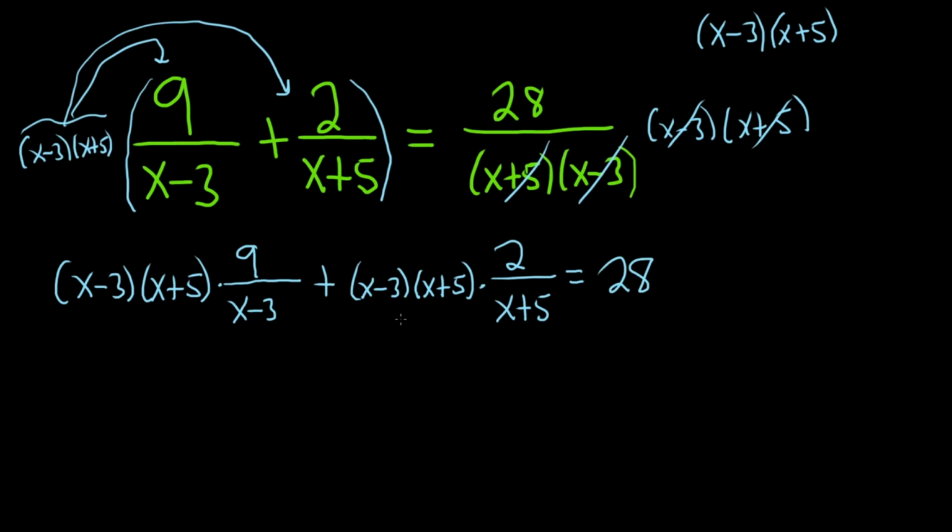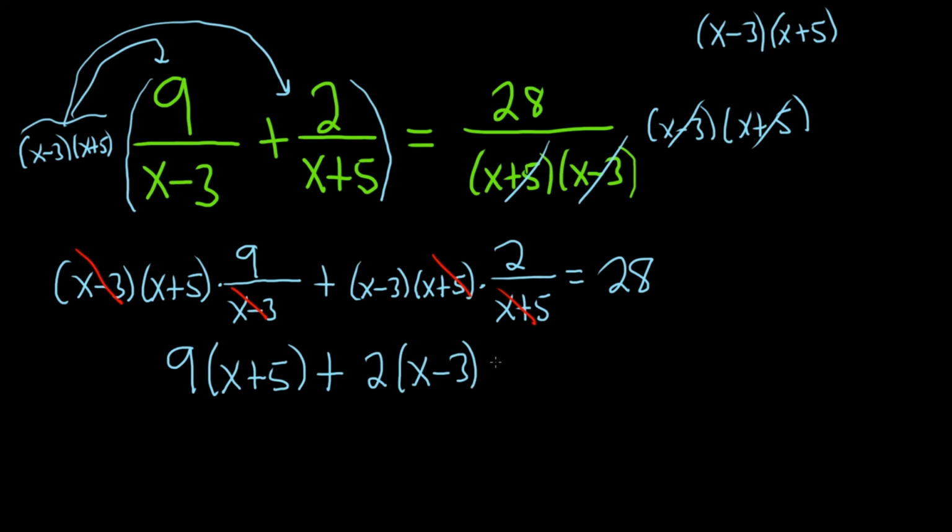Now we do get some cancellation on the left here. The x minus 3's go away. And then over here, the x plus 5's go away. So we're left with, I'm going to put the 9 first, 9 times (x plus 5), plus 2 times (x minus 3). And that's equal to 28.